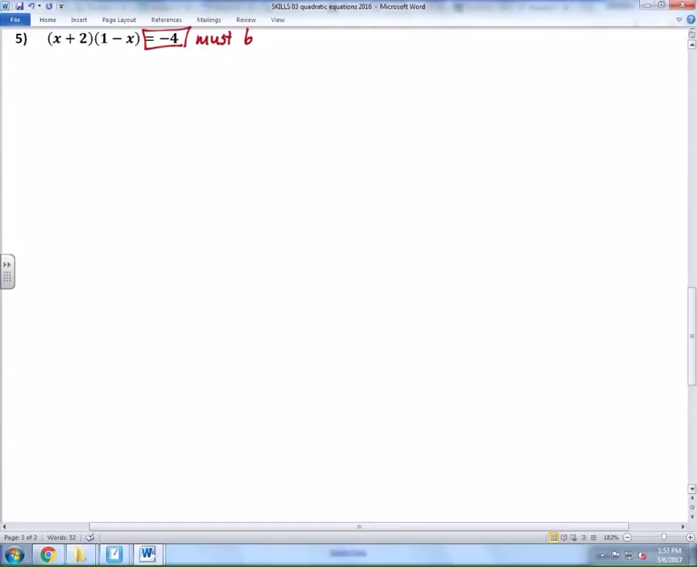Now, here's the problem. We have a product on the left-hand side, but we do not have a 0 on the right-hand side. We need a zero product. Both conditions must be in place. We must have two numbers multiplied together, and the result must be 0.